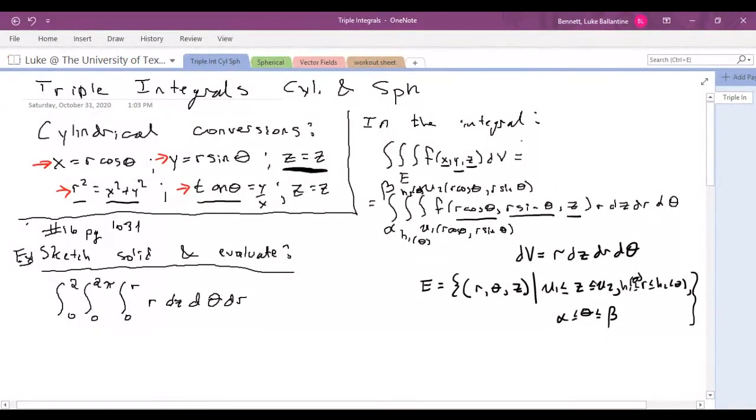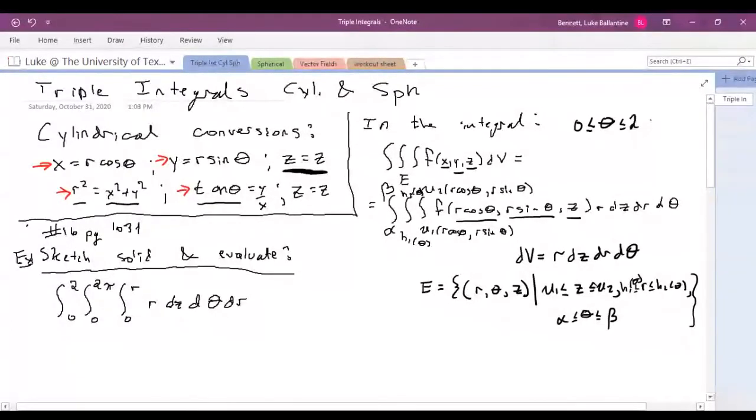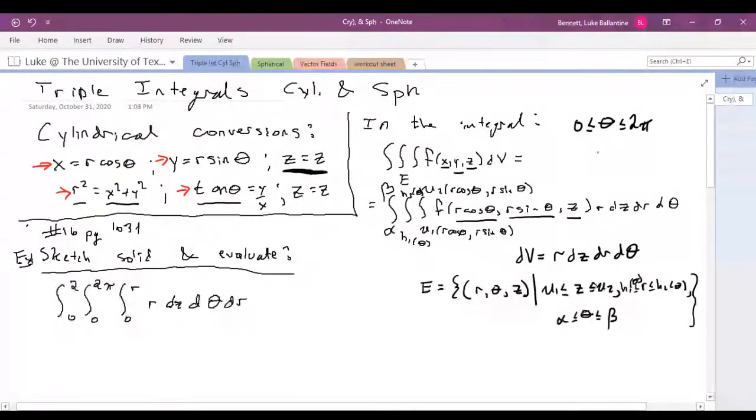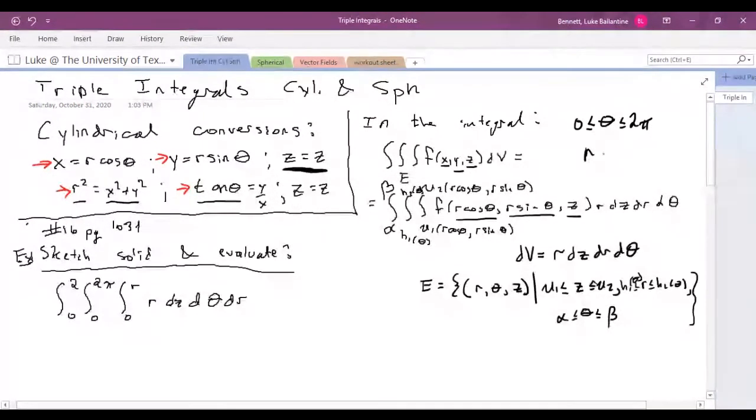Remember, the proper range of values for theta is between 0 and 2 pi. And r is a radius, a distance, so it's greater than or equal to 0.